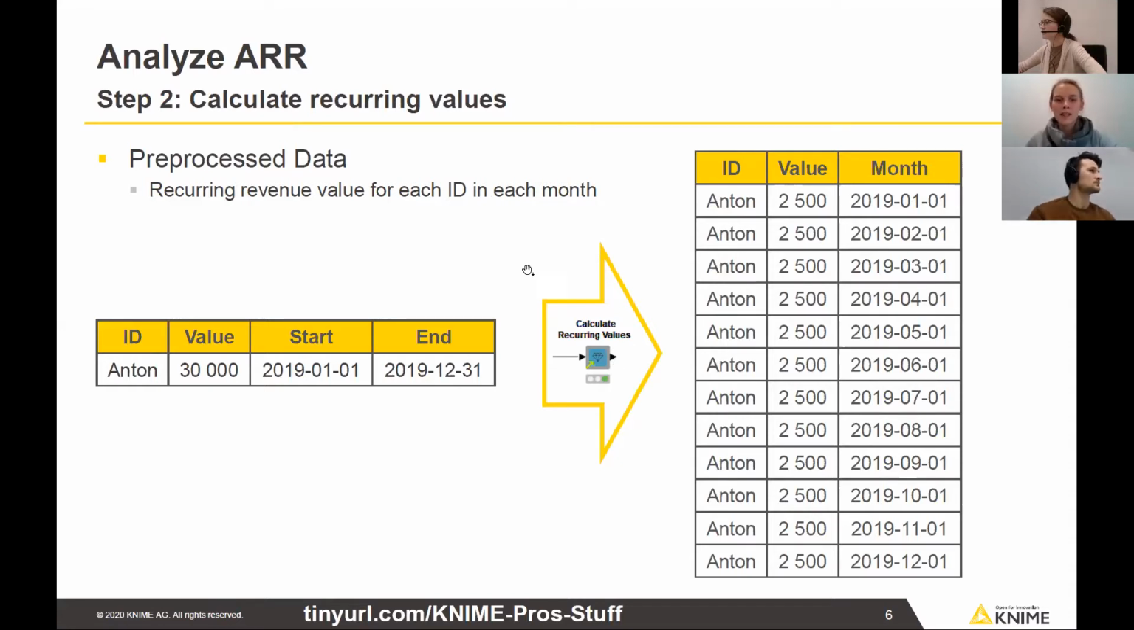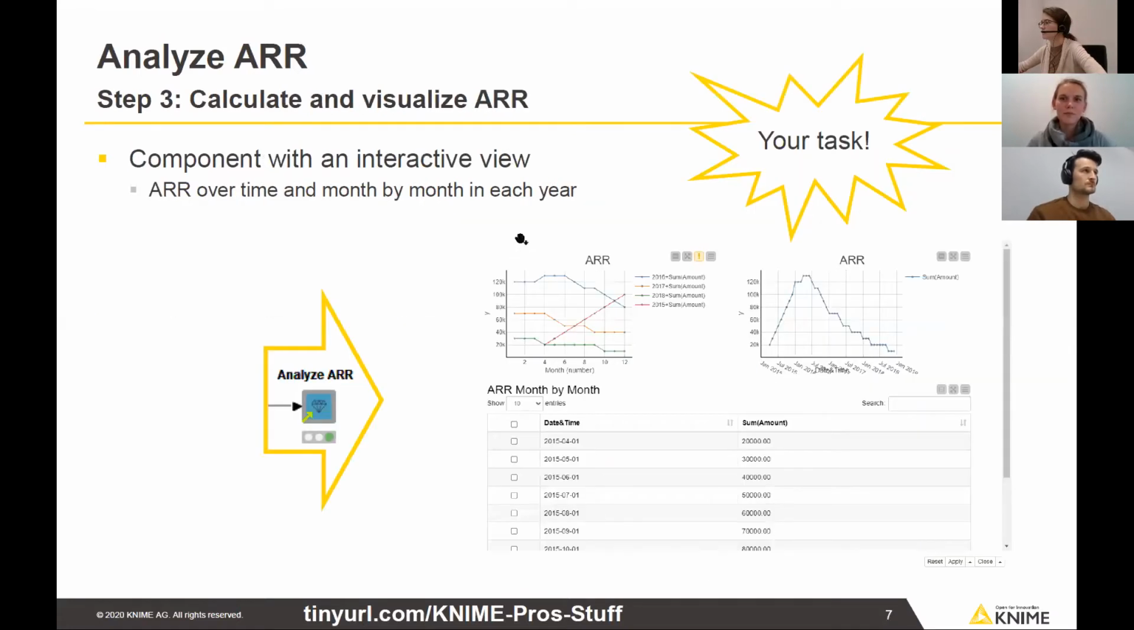And what comes next to calculate the ARR is then your task, which is here. So at the end of this session, you will have a component called Analyze ARR, and it has an interactive view where you can see the ARR extracted and visualized based on the data. So you can see how the ARR is developing in total, within each year in the data, and also you can search for the ARR value in a specific month.